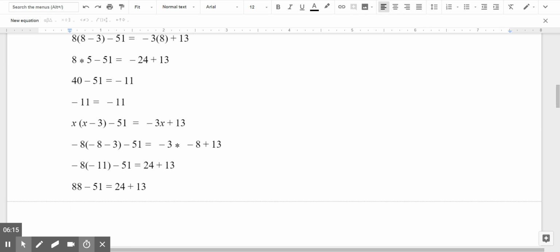So let's check it out. 88 minus 51 is 37. And 24 plus 13 is also 37. So we got different values for this equation when I plugged in the two different values, but they both satisfied the equation. So this equation had two solutions.